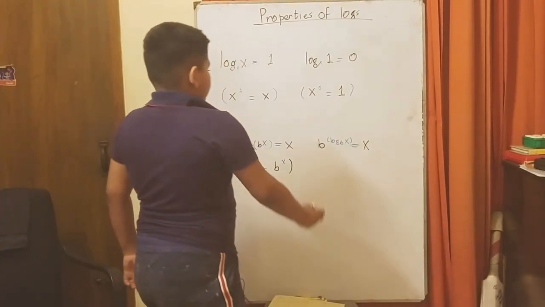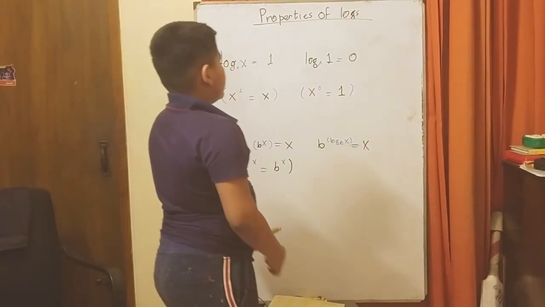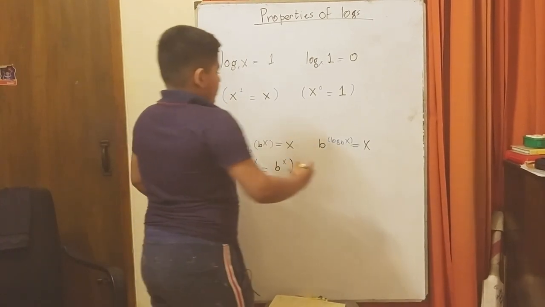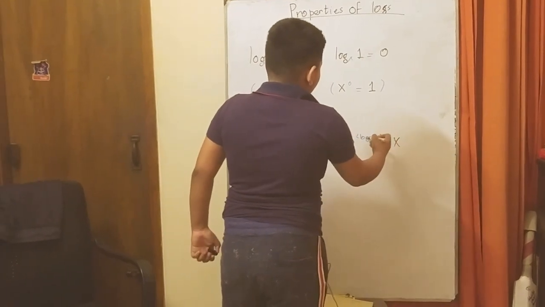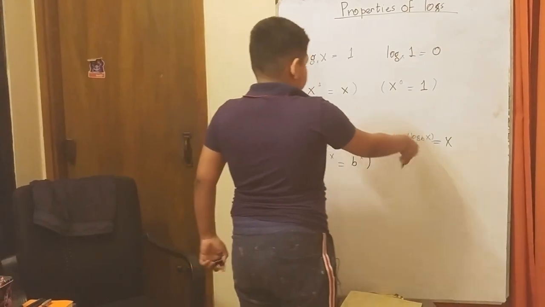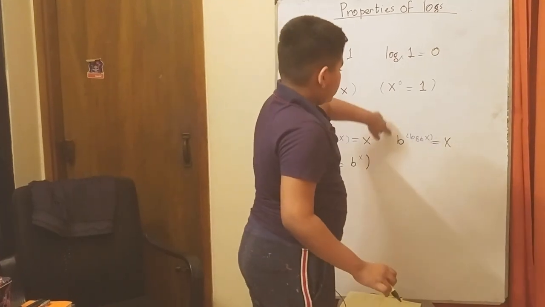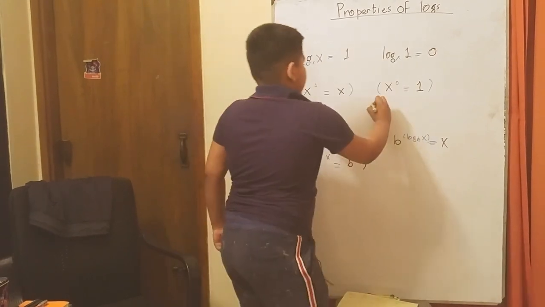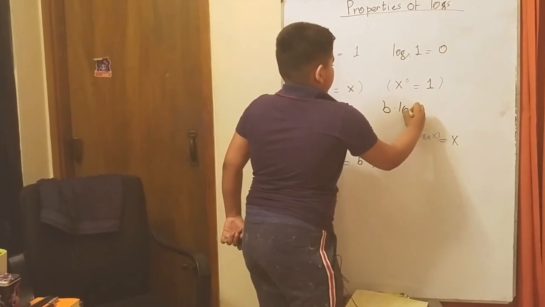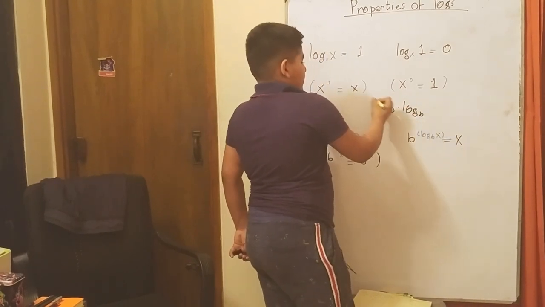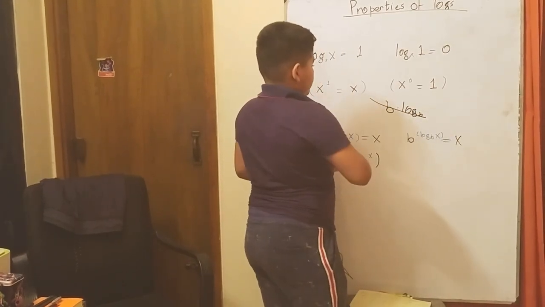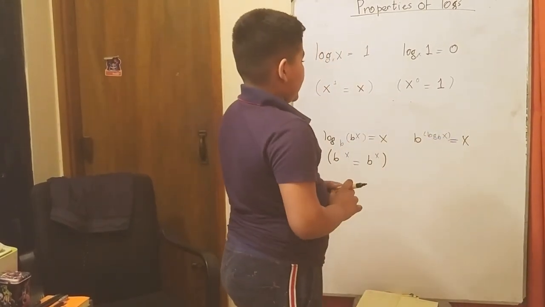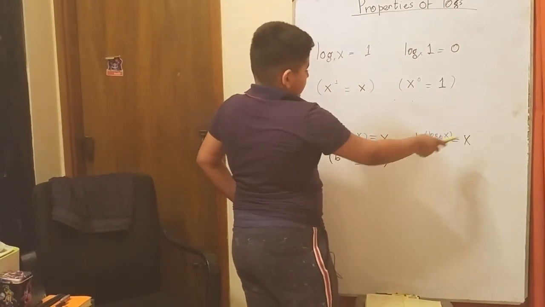And similarly, b to the log base b of x equals x. We simply cancel out the log and the b, because it's basically b raised to log base b, which can cancel out, and that'll leave an x. So it'll be x, because this is the exponent that will give the x.